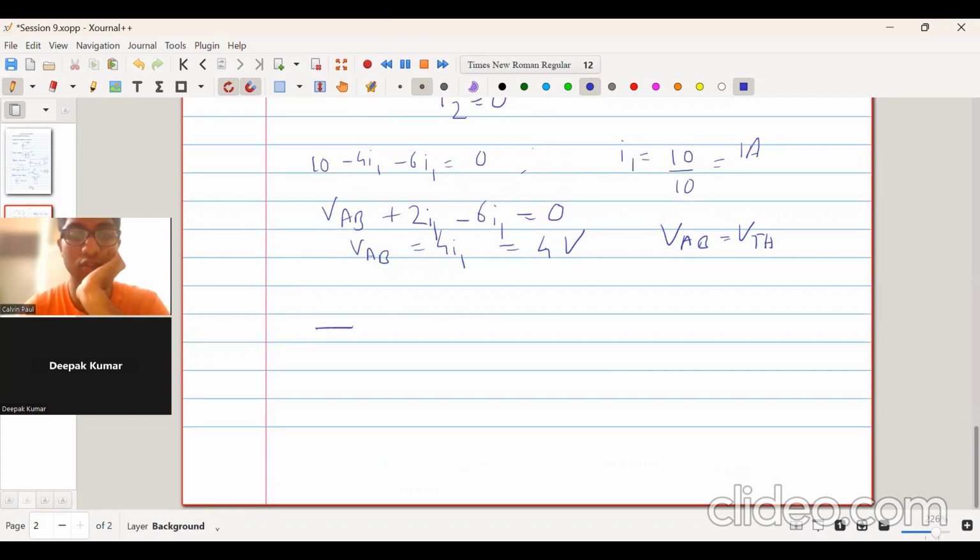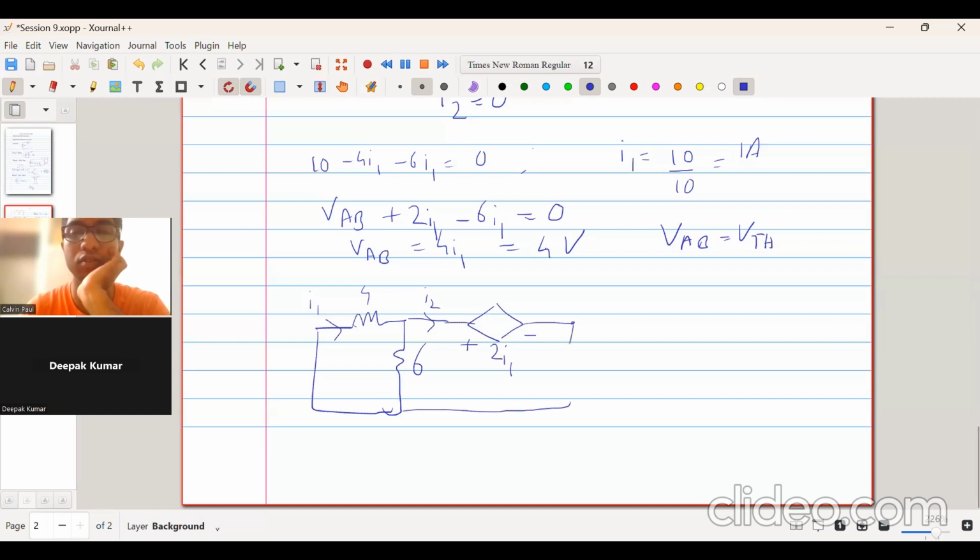The voltage source will get shorted, so we have the 4 ohm resistor. But you must leave the dependent source as it is, okay? So plus minus 2i1. And then we have the current source, that is, assume the current source is 1 ampere. Okay? Any doubts in this?